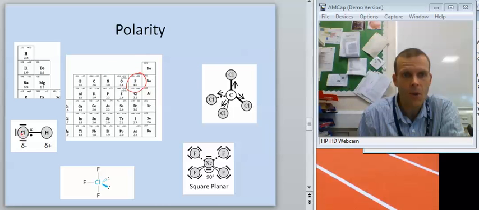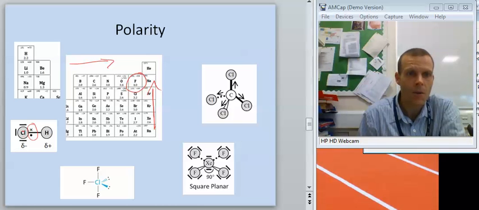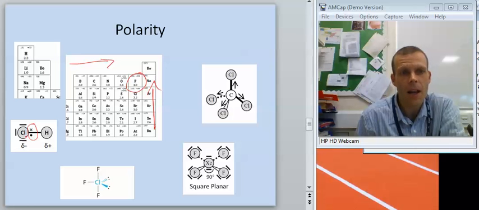So chlorine's more electronegative than hydrogen. So electronegativity increases like that, and it increases like that towards F. So chlorine's more electronegative. It's pulling the electrons towards itself, the shared pair. They're not in the middle, nicely shared. The chlorine's pulling them closer to itself because it's got a higher electronegativity. And we end up with a polar molecule.